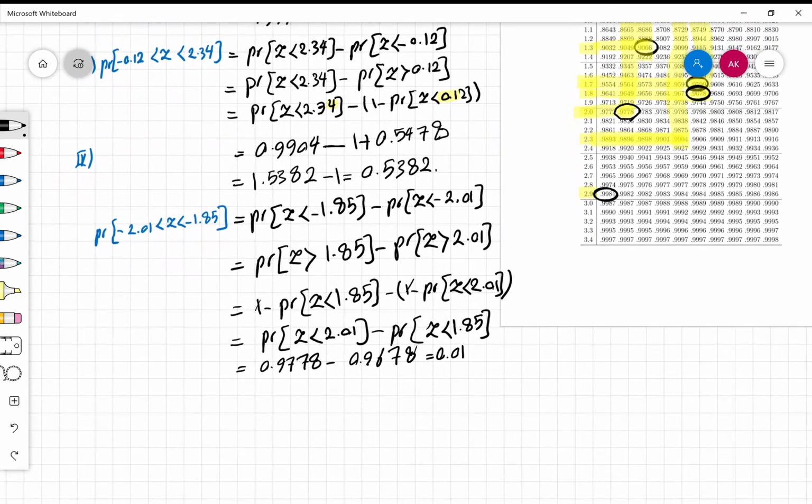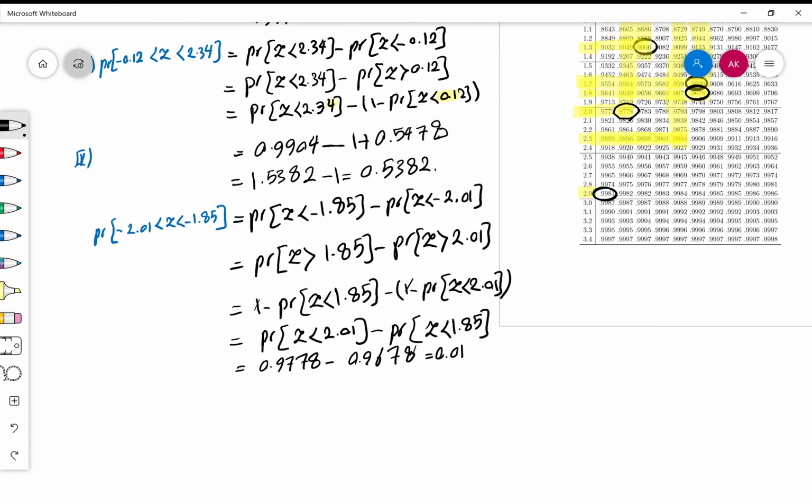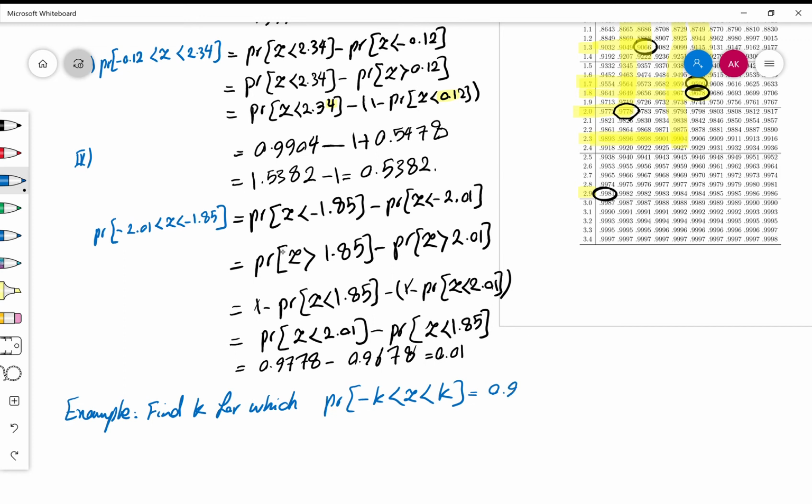Okay, so let me do one more example. I know this video is long enough, but let's just do one of those examples that finds k. So example, find k for which the probability of z bigger than minus k and less than k is equal to 0.9632.